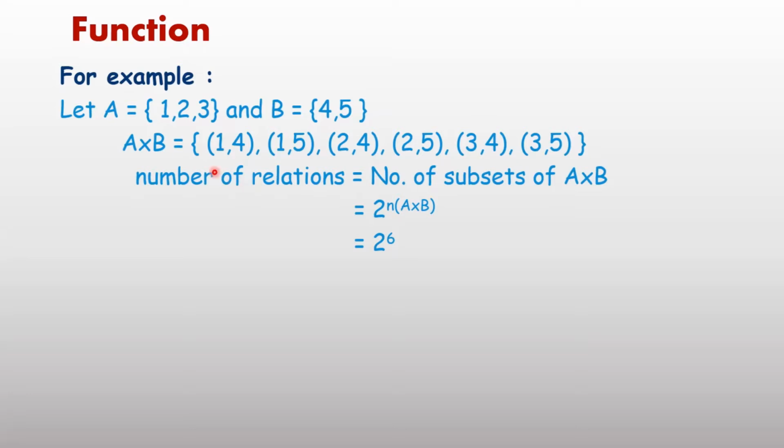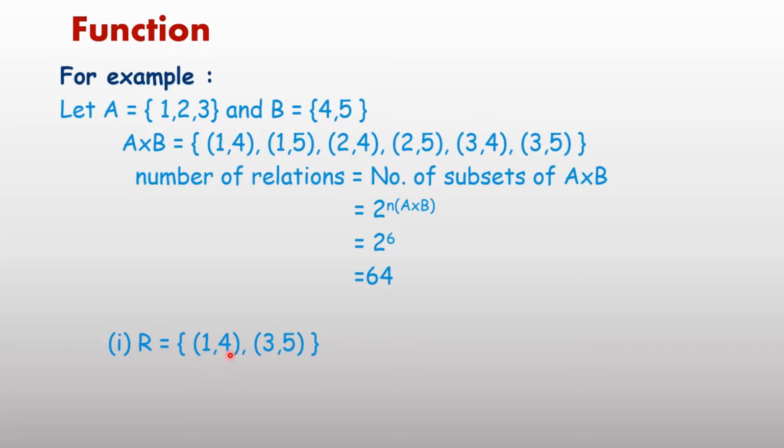How many relations are there from A to B? The simple formula: number of relations means number of subsets of A cross B. And number of subsets equal to 2 power n. A cross B has 6 elements, so 2 power 6, and value of 2 power 6 is 64. It implies there are 64 relations. Just one relation as an example I want to write here now.